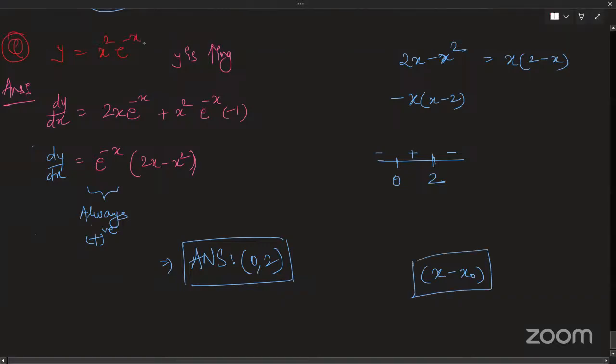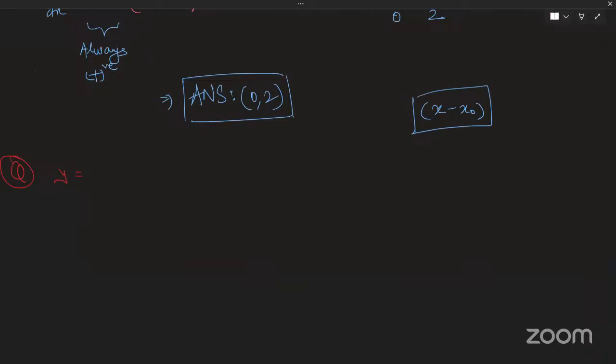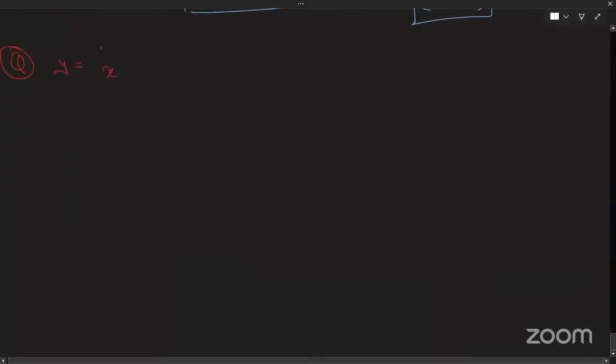I just have one small question as homework. You have got y as the cubic equation x cubed minus 3x square plus 3x minus 100, and you need to prove that this function is always increasing. So y is x cubed minus 3x square plus 3x minus 100, and you need to prove that this function is always increasing for all x belonging to R, real numbers. Fine, so that's it for today.